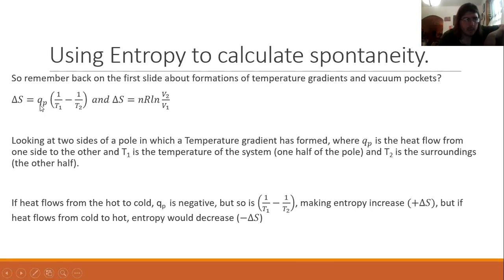And if heat is flowing from cold to hot, flowing out of the system, it's negative. So you get a negative entropy. On the other hand, if it's flowing from hot to cold to make the temperatures equal or similar, you would have a positive number, a positive entropy. So things that are spontaneous will have a positive entropy. Things that are non-spontaneous will have a negative entropy.